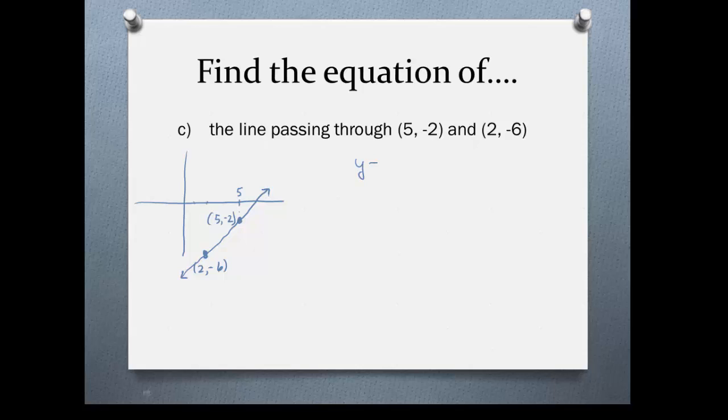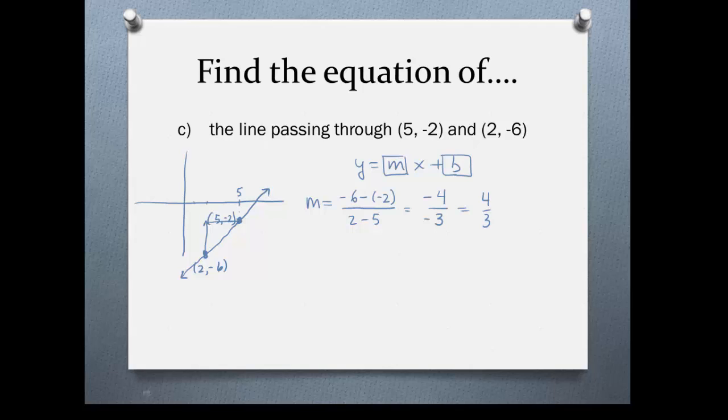So when I start out with this y equals mx plus b, I need to find the slope and I need to find the y-intercept. And in the other examples I was told what the y-intercept is, and this one I'm not. So I'll have to do some work to get that. This first one, if we want to find the slope, you can do rise over run. You can use the slope formula. If I use the slope formula, negative 6 minus negative 2 over 2 minus 5, I'm going to get negative 4 over negative 3, which is positive 4/3.